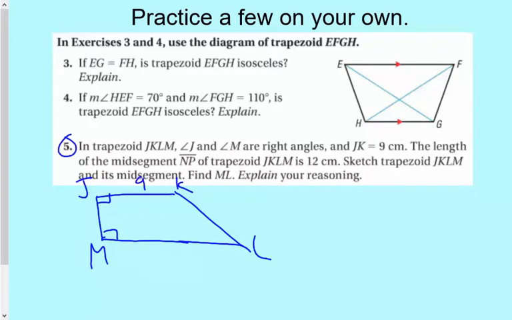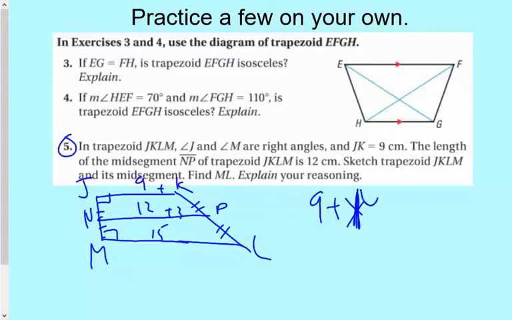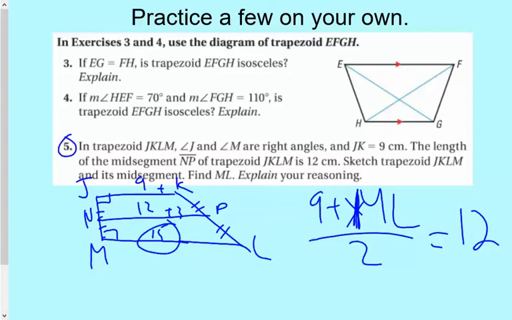JK is 9, the midsegment NP, I'm going to put those marks there to show that those are midpoints, is 12, and then find ML. So there's 2 ways to find ML. One, go plus 3, that's 15. Because 9 plus X, where X is ML, maybe I should put 9 plus ML divided by 2 equals the midsegment 12. That's the formula they want you to do. They want you to multiply by 2 to get 24 and then subtract 9 to get 15. But if I know that this is 9 and this is 12, it has to be 15 because 12 has to be in the middle. So there's that for you, a little shorter method there.